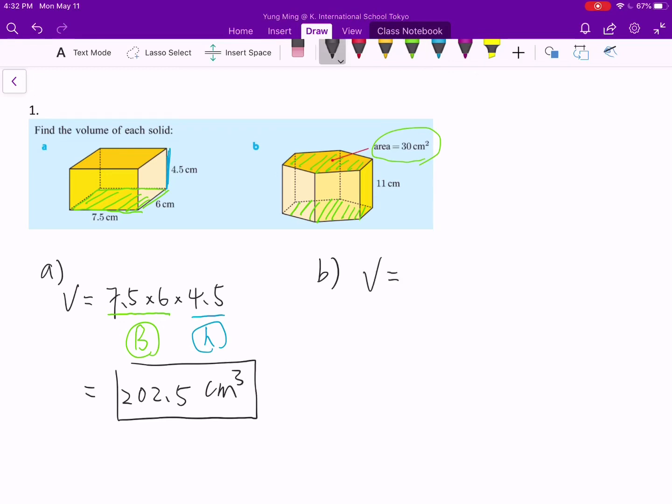So in this case, our base area is actually equal to 30, okay? And we multiply by the height. Okay, what is my height? My height is this guy over here, which is 11. It's quite easy in this case. So what we're going to do is multiply them. Okay, we probably don't even need a calculator. In this case, the answer is 330 centimeters cubed. And that's it for this question.